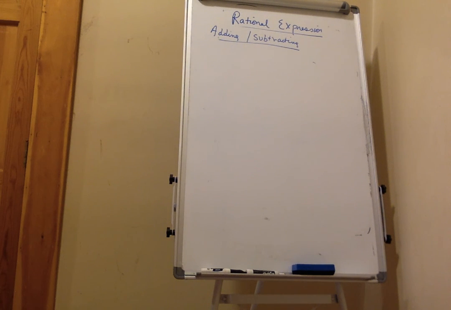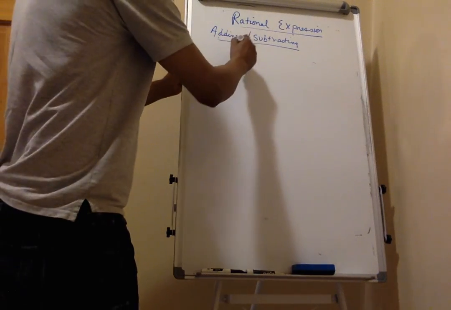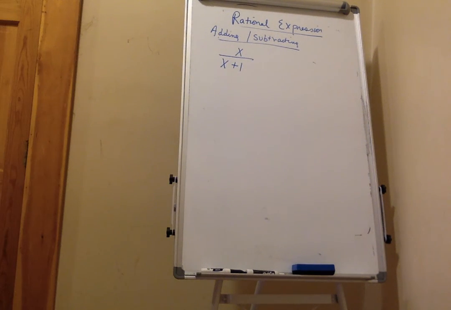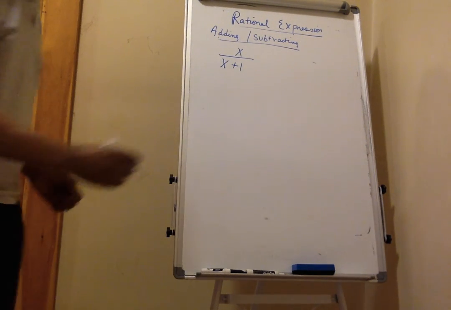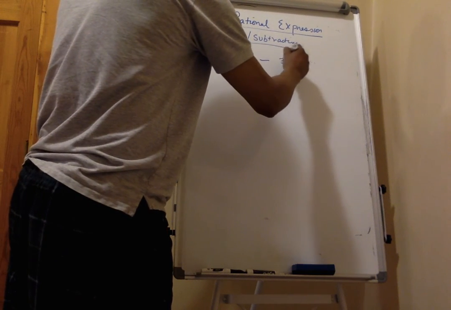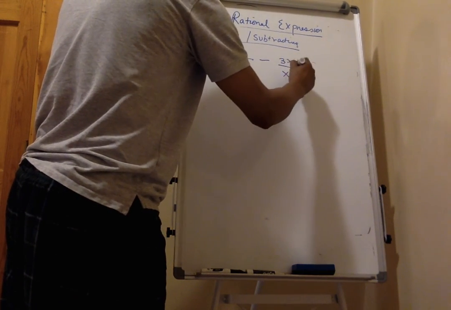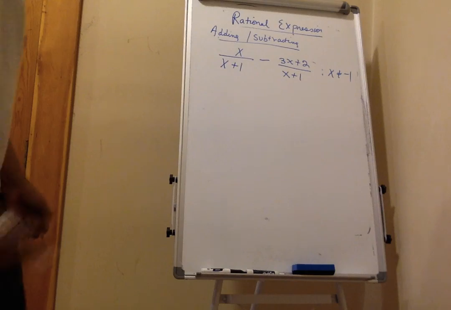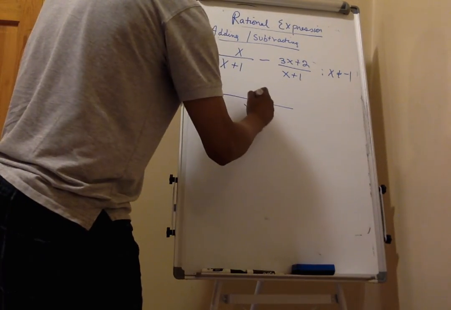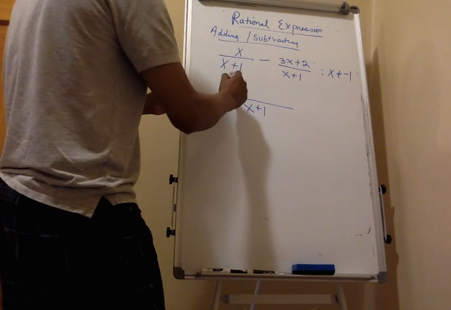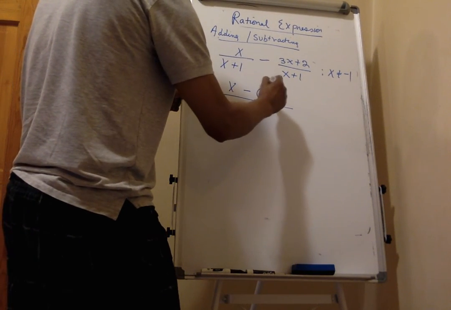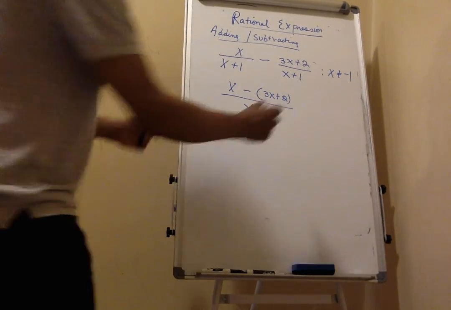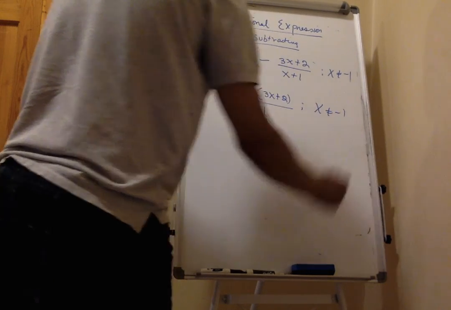And let me do another one. Oh, make sure to write the restrictions. I forgot to write that one, but I'll show you. It's not a big deal. x over x plus 1 minus 3x plus 2 over x plus 1. x cannot equal negative 1. Okay? Bring together x plus 1. Then you have x minus, make sure to put a parenthesis because you can make a common error in writing the signs. x cannot equal negative 1.